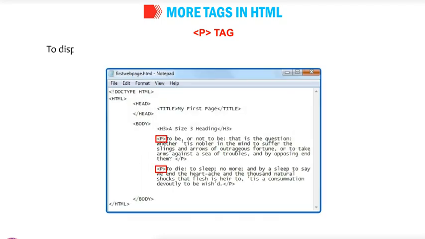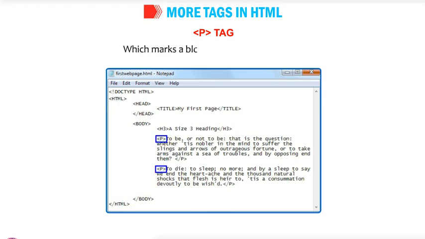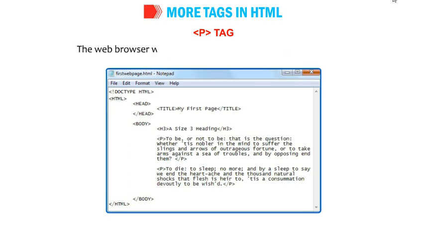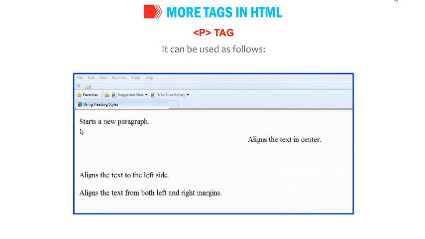P tag. To display a long piece of text on a web browser, paragraph element P is used, which marks a block of text as a paragraph. To mark the end of a paragraph, /P element is used. When you start another paragraph, the web browser will leave one line between the two paragraphs. A paragraph can be aligned using the attribute align. It can be used as follows.